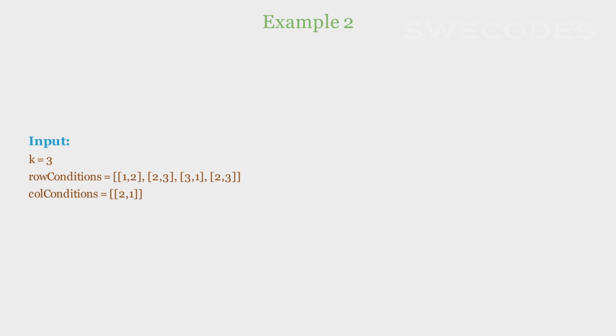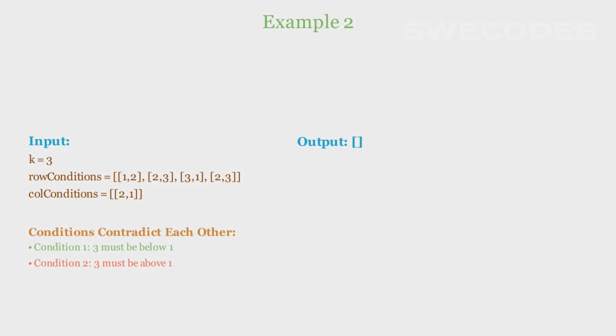Now, for our second example, we have a case where it's impossible to satisfy all conditions. With k equals 3 and conflicting conditions like 3 must be both below and above 1, we return an empty matrix. This example highlights the importance of checking for contradictions in our conditions.